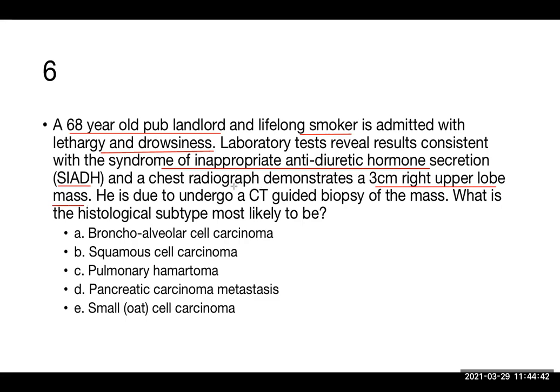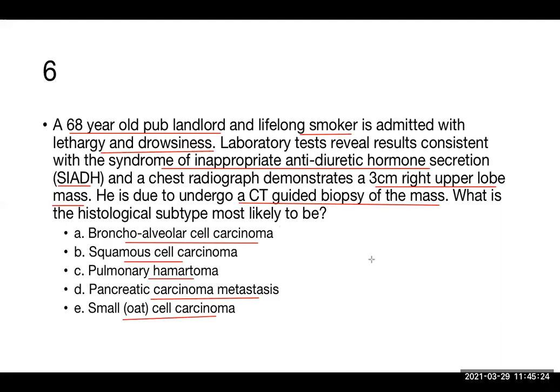Okay, so there is a definite mass shown by chest X-ray. He is a lifelong smoker, and he is a bit older already. He is due to undergo a CT-guided biopsy of the mass. So what is the histological subtype most likely to be? You already know this is a lung cancer or bronchogenic carcinoma because of the typical clinical finding. But the question is which type of bronchogenic carcinoma this is. Is this bronchoalveolar cell carcinoma, squamous cell carcinoma, pulmonary hamartoma, pancreatic carcinoma, or small cell carcinoma?